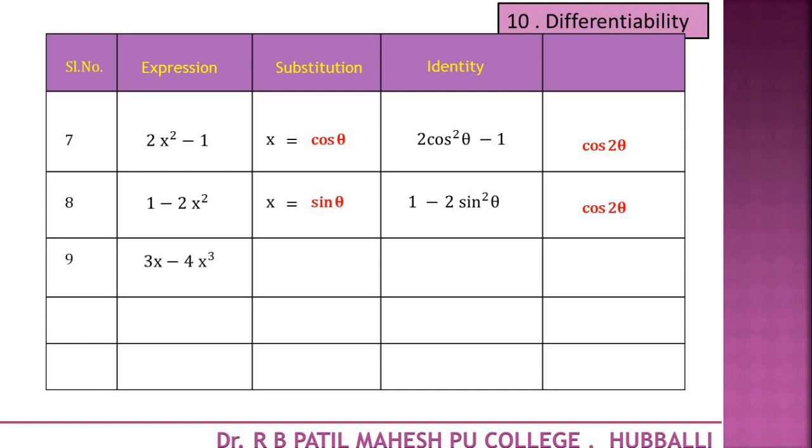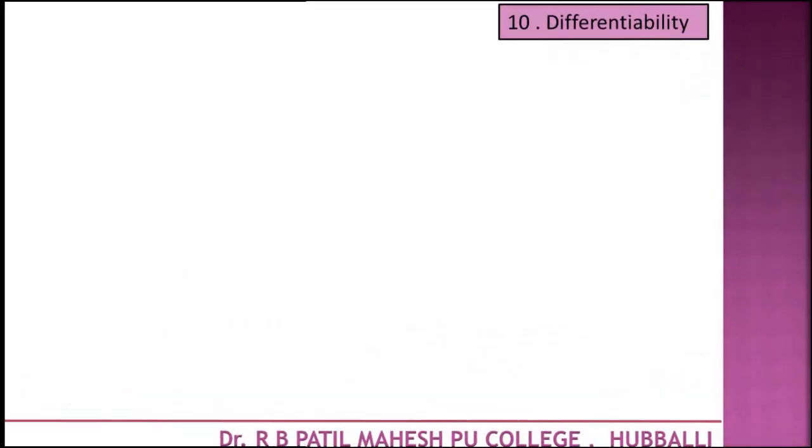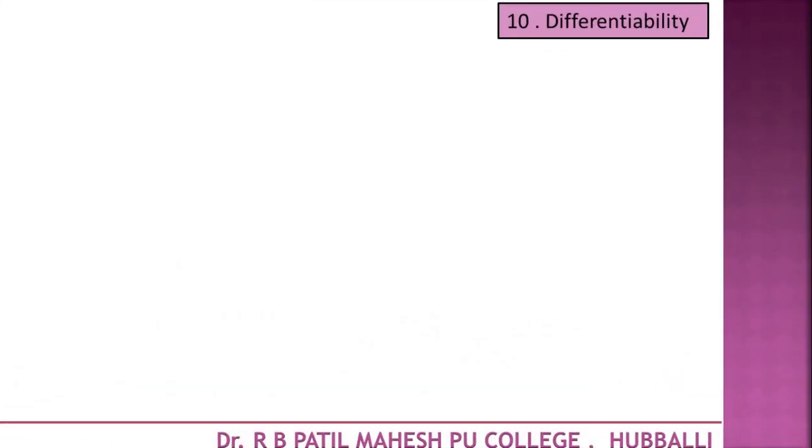So next is 3x minus 4x cube. So x is taken here as sin theta, so then the function becomes 3 sin theta minus 4 sin cube theta. So this is nothing but the sin 3 theta function. The last one is 4x cube minus 3x. For this expression, take x equal to cos theta. So it becomes 4 cos cube theta minus 3 cos theta, and the function is written as cos 3 theta. So remember all these expressions and substitutions as well as the identities.